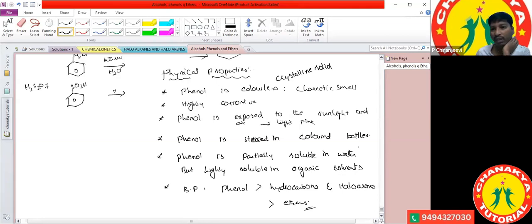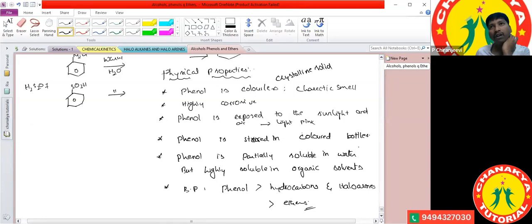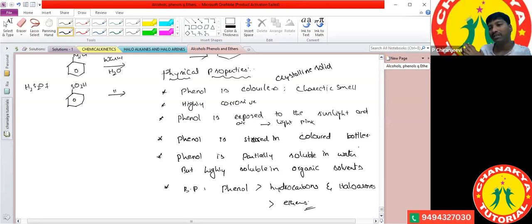Sir, do alcohols have a higher boiling point than phenols? Alcohols have a higher boiling point than phenol, ma'am, because alcohols have more surface area. Yes, sir. When surface area increases, the boiling point increases.